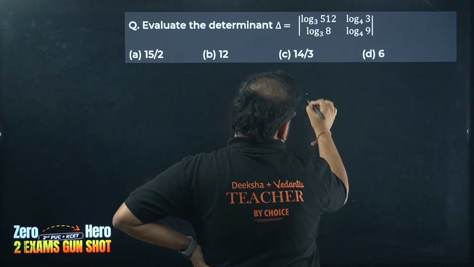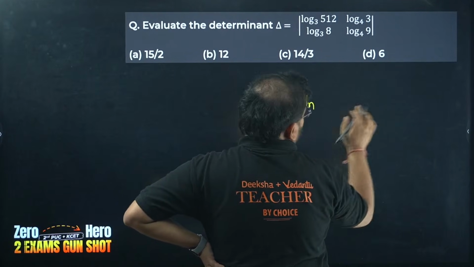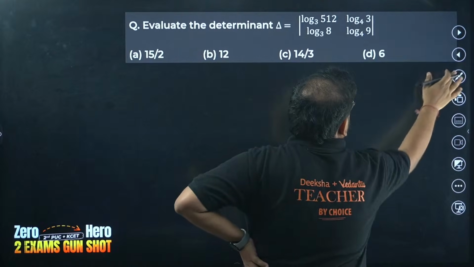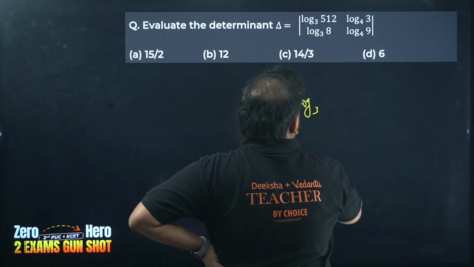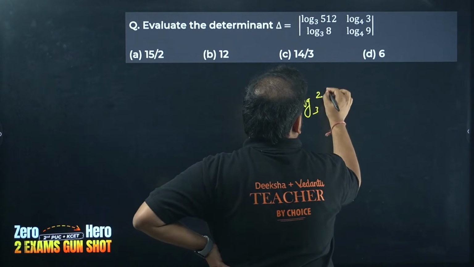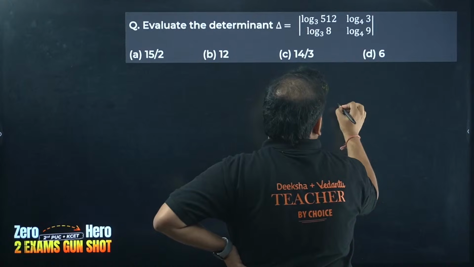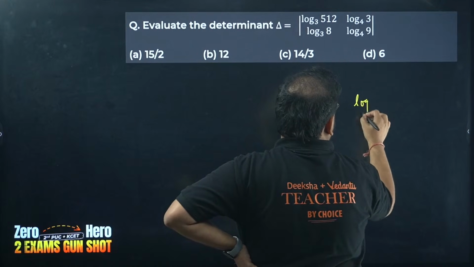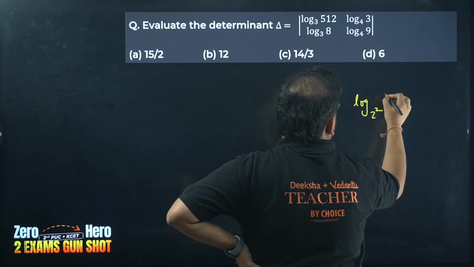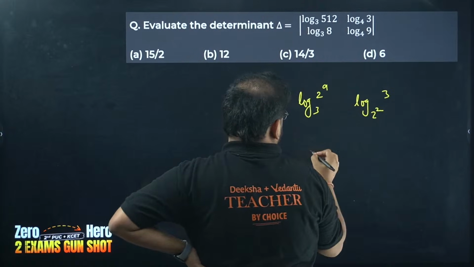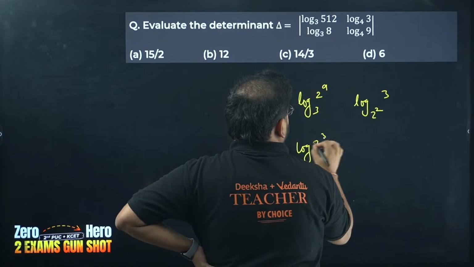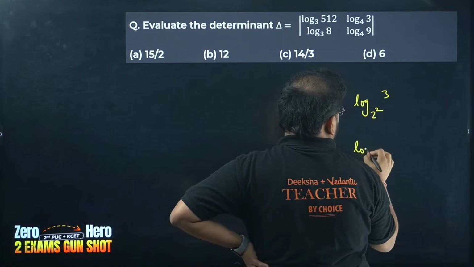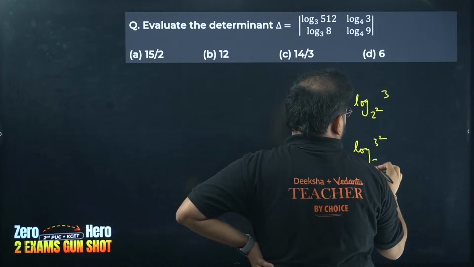Okay, so this is not ln, my bad guys. This is log only, because the base is 3. Log base 3 of 512, I can write this as 2 to the power 9, and log base 2 of 81 as 3 to the power 4. Over here we have log base 3 of 2 cubed, and this will be log base 3 of... and 2 squared.